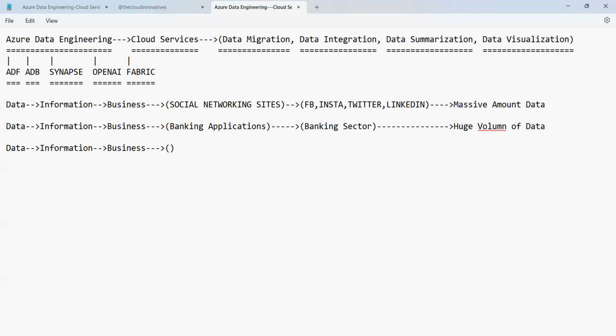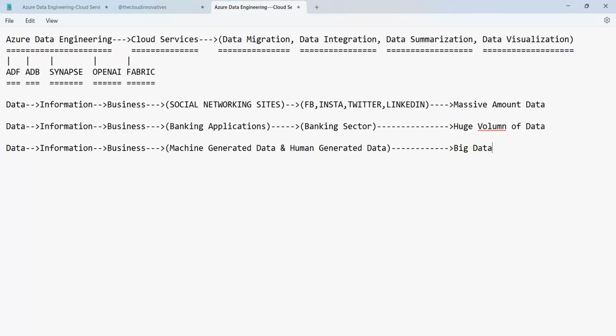Yes, guys, we can get the data from the machine, that is called machine generated data. And also we can say human generated data. The data which is generated by the machine or the data generated by the human, human means you and me, is also called big data.